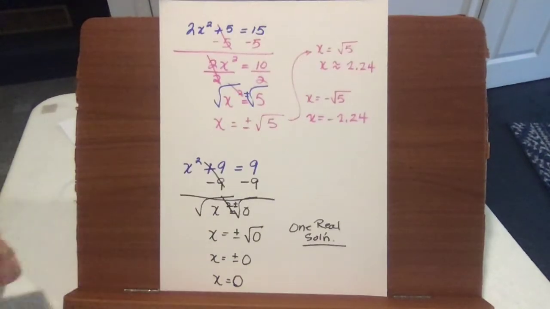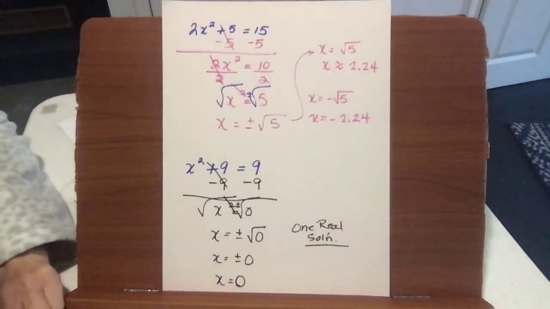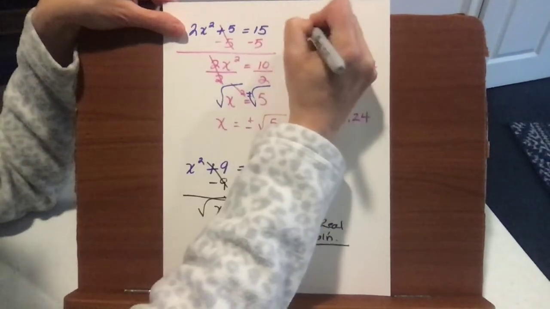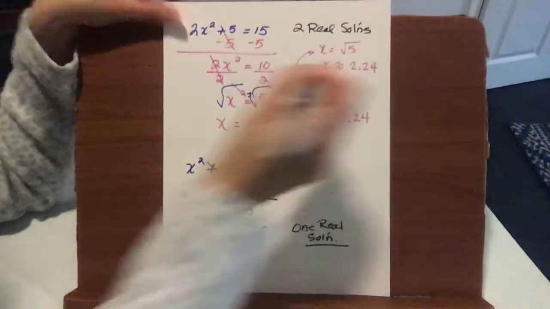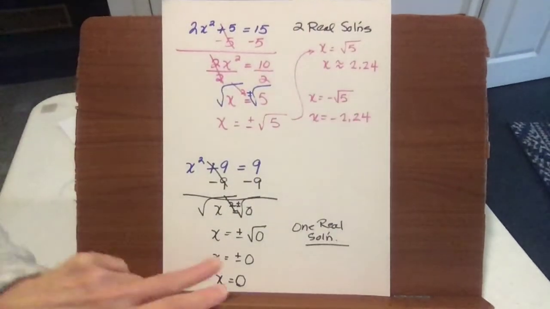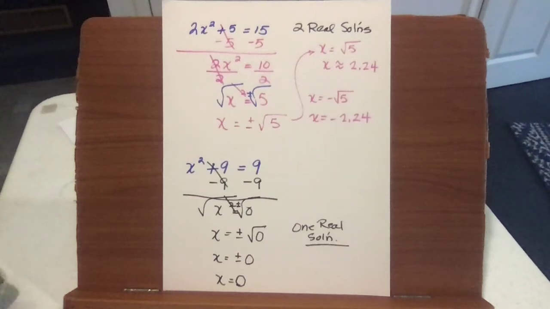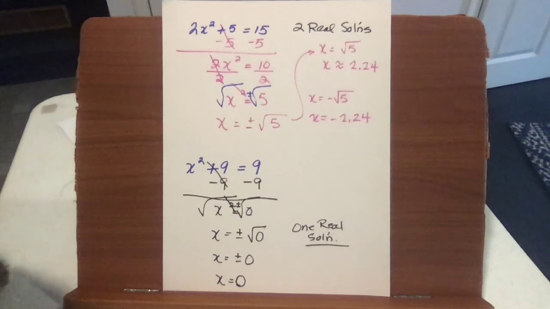Now this one above it, even though we got two answers, and they're radical or square root answers, we still have two real solutions. So just FYI, anytime you get two answers, you have two real solutions. Anytime you get one answer, which is only going to be 0, one real solution. And anytime you get x squared equals a negative number, you will have no real number solutions. And that is how you solve using square roots.